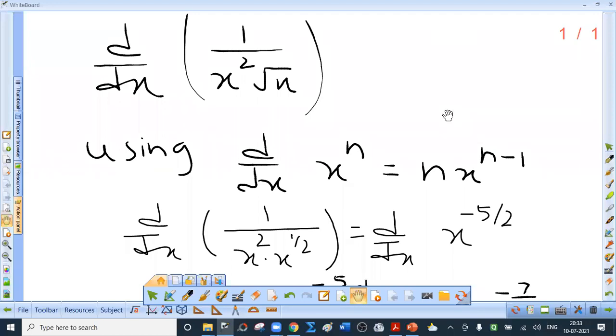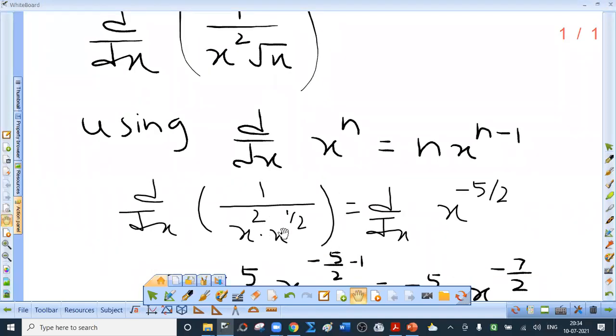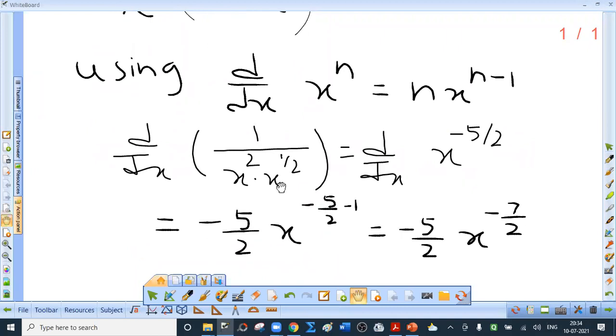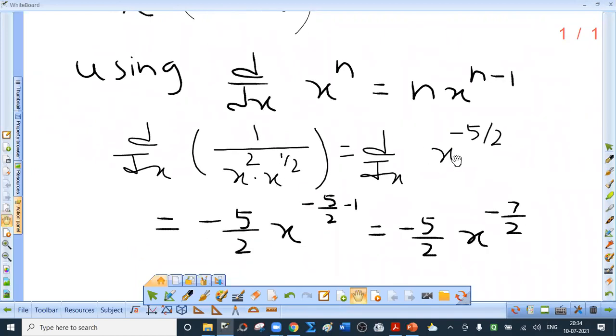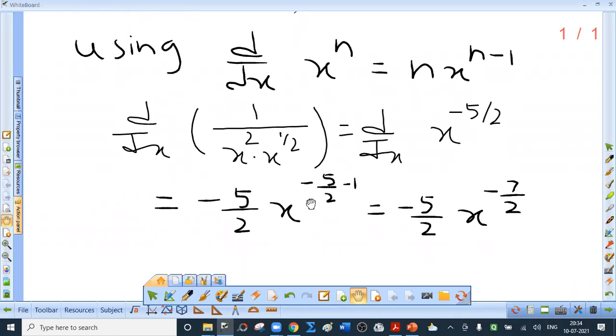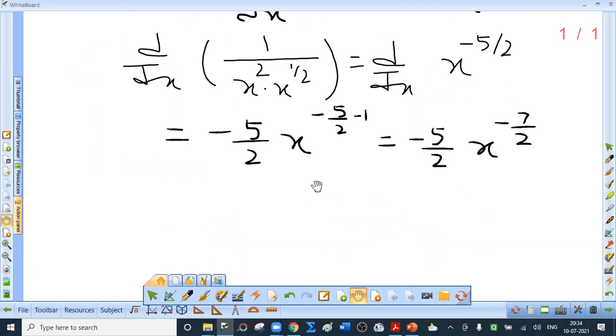What is d/dx of 1 upon x square root x? Write the function in the form x raised to n. So it is 1 upon x square. What is root x? X raised to half. What is 2 plus half? 2 plus half is 5 by 2. 1 upon x raised to 5 by 2 is x raised to minus 5 by 2. Now, what is derivative of x raised to n? It is n into x raised to n minus 1. That is minus 5 by 2 times x raised to, what is minus 5 by 2 minus 1? Minus 7 by 2.